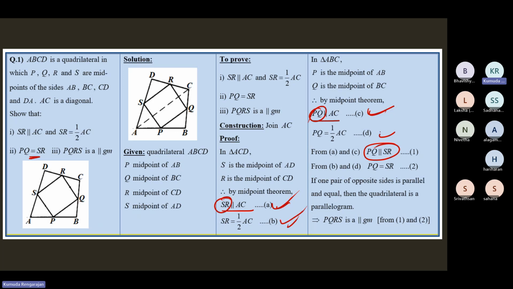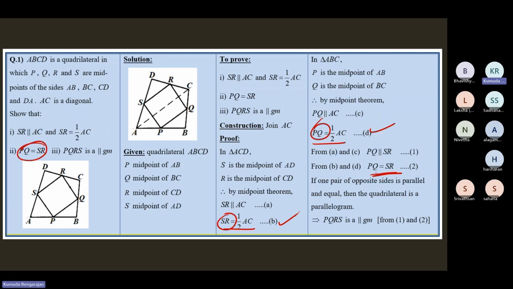Now from B and D, SR is equal to PQ because SR is half AC, and PQ is also half AC. So SR is equal to PQ. We had to prove that SR is equal to PQ, and we have done that here.